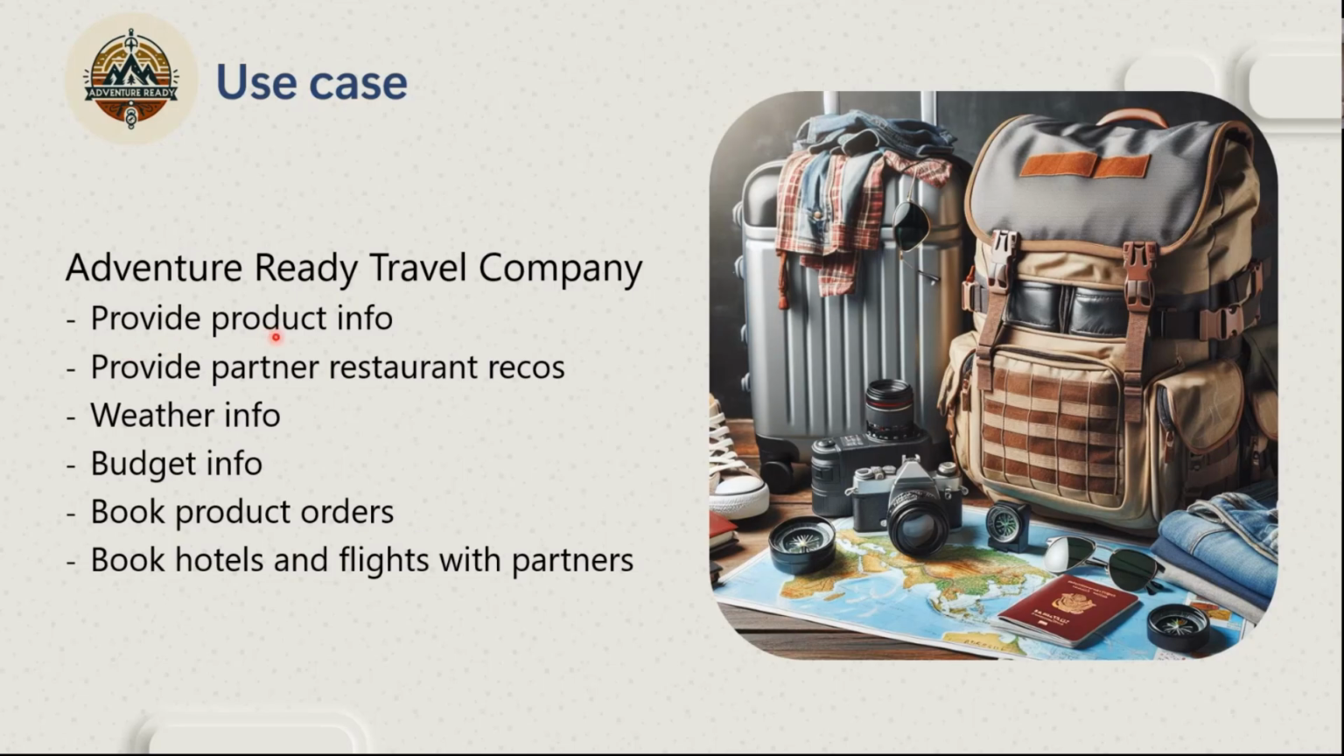So they're actually selling, they're a travel company, so they're selling travel products. And they even have partner restaurant recommendations. So once they recommend a restaurant, they can probably give their own code, and then from there they can get a percentage of the revenue that came from that restaurant visit. Or it can be the case that you can provide weather information or information about the budget for a specific trip, and then from there they can actually book hotels and flights with specific hotel and flight partners based on that budget, or even book product orders since they are selling their own travel products.